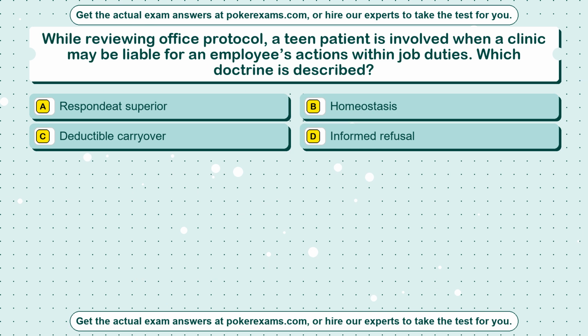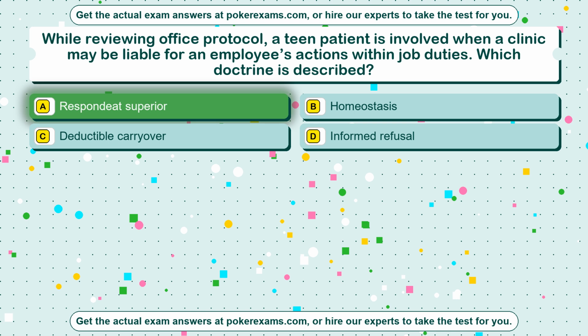Question 79. While reviewing office protocol, a teen patient is involved when a clinic may be liable for an employee's actions within job duties. Which doctrine is described? Option A, respondeat superior. Option B, homeostasis. Option C, deductible carryover. Option D, informed refusal. The correct answer is option A, respondeat superior.